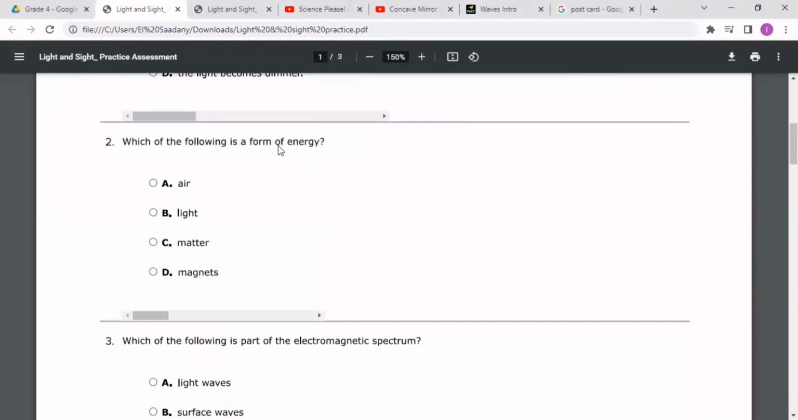Which of the following is a form of energy? Air, light, matter, or magnet? Well, the correct answer is light. Light is energy.